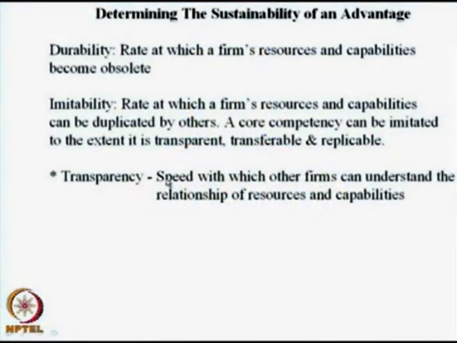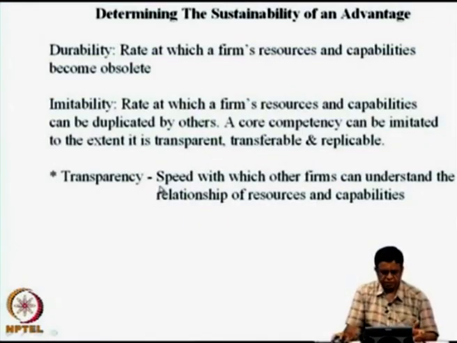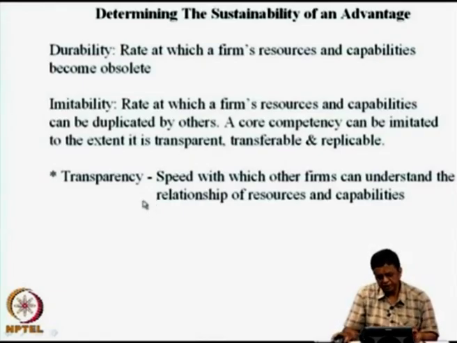So, welcome to this class. In the last class we were looking at how you sustain an advantage, that is, how you determine the sustainability of an advantage. I mentioned durability and immutability become two important criteria in this regard. What is durability? Durability refers to the rate at which a firm's resources and capabilities become obsolete. So, I gave you examples for this.